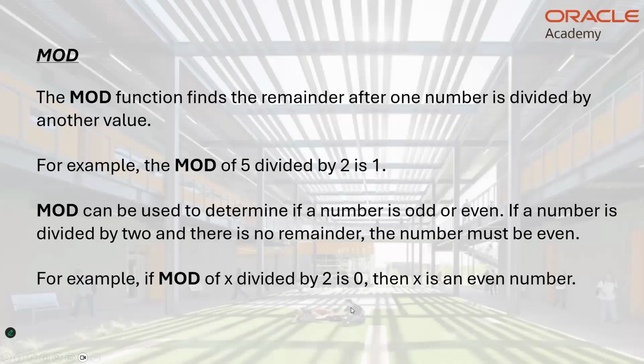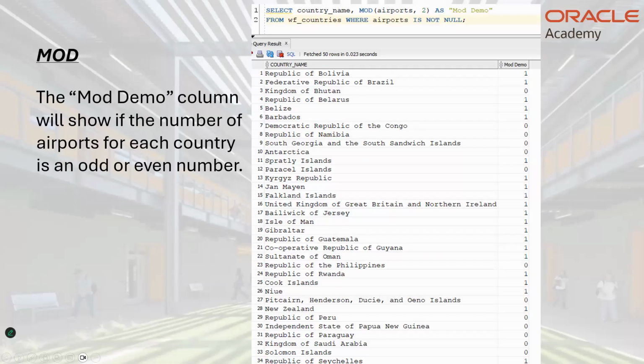For example, if mod of x divided by 2 is 0, then x is an even number. So if we wanted to find out something like this: SELECT country name, MOD(airports, 2) AS mod_demo FROM WF countries WHERE airports IS NOT NULL. The mod demo here will show if the number of airports for each country is odd or even.